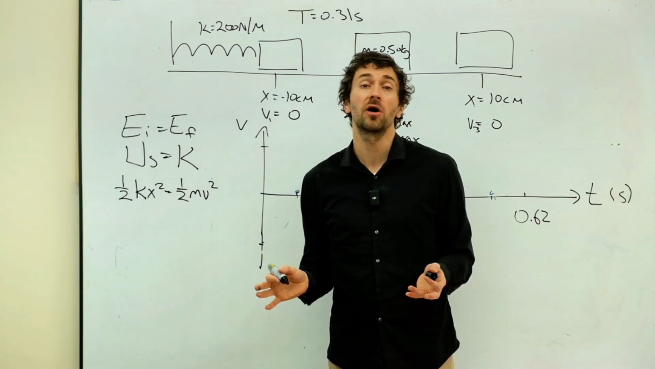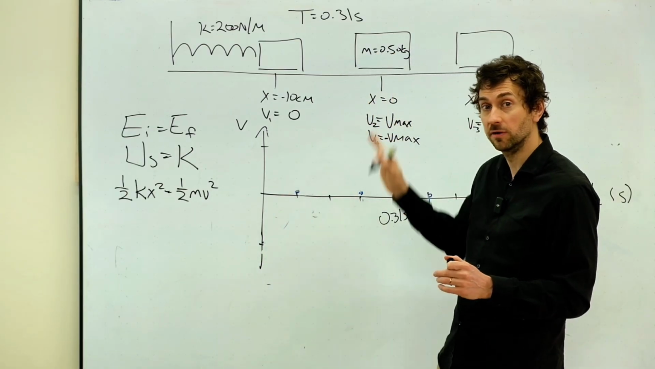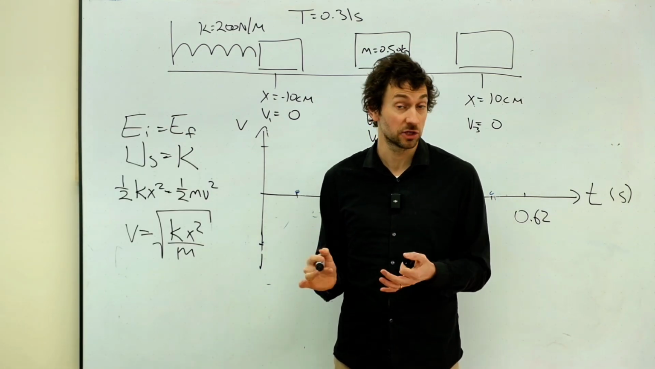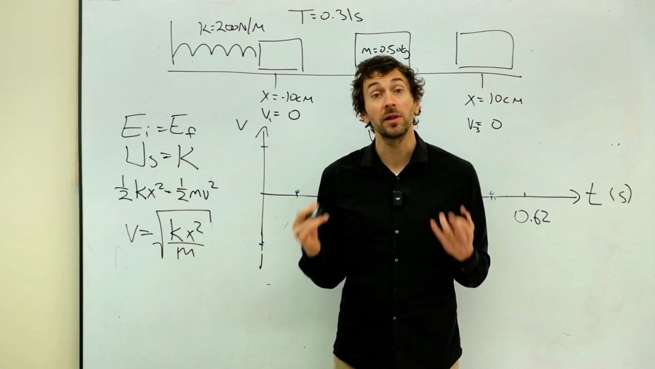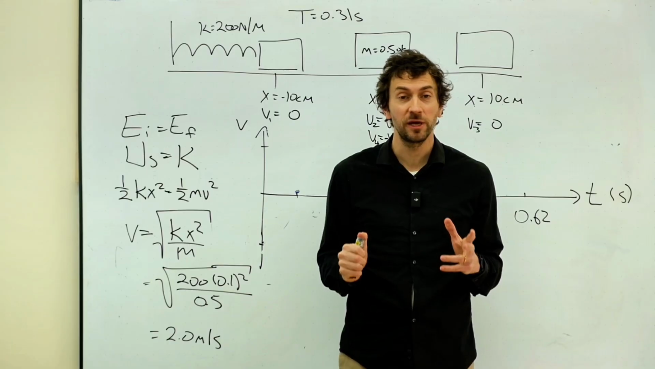M is the mass of the block, and v is the max velocity it will get at this position here in the middle. If I rearrange it, I get v equals the square root of kx squared over m. Those halves cancel, let's take a square root. Now I'll plug some numbers in and see what I get. So I get 2.0 meters per second.